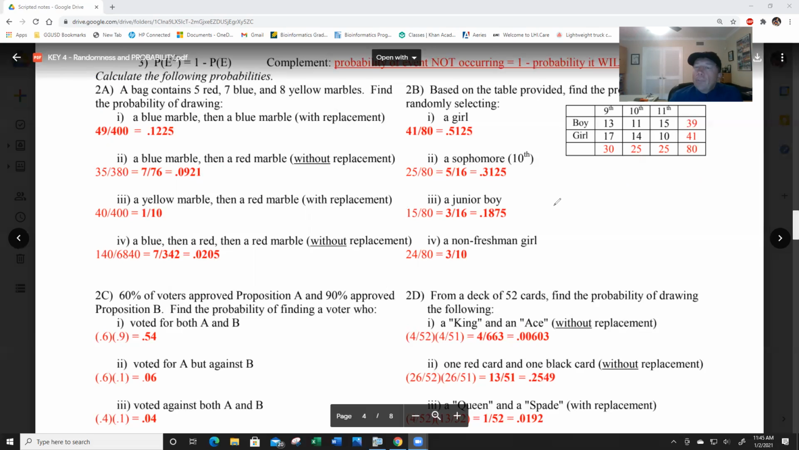Next one is a junior boy, both. So it's a two-way table, two-way part here. So a junior, which is 11th graders, and a boy, which should be 15/80, which is about 19%. And then a non-freshman girl. So a non-freshman is, so we got a non-freshman girl, which would be the 10th and the 11th grade girl. So you got to add both of those to get 24 and divided by 80.